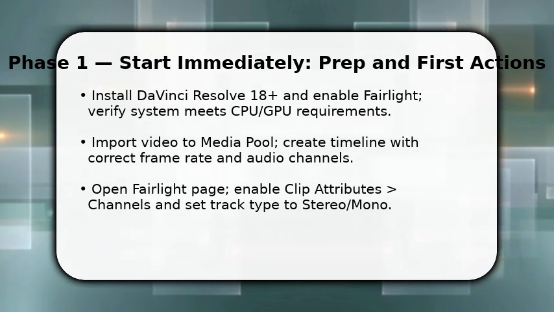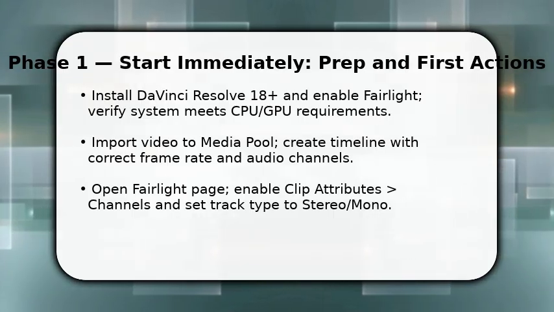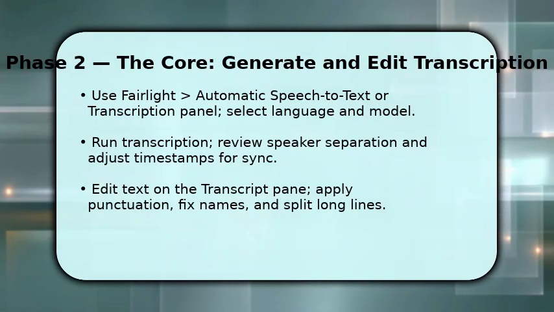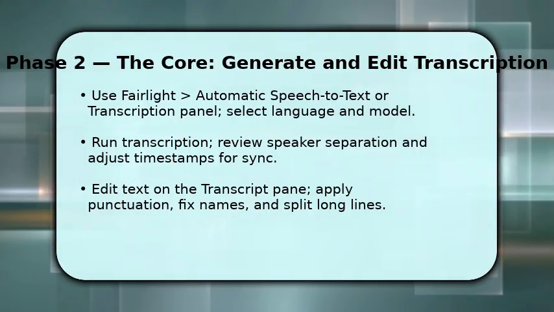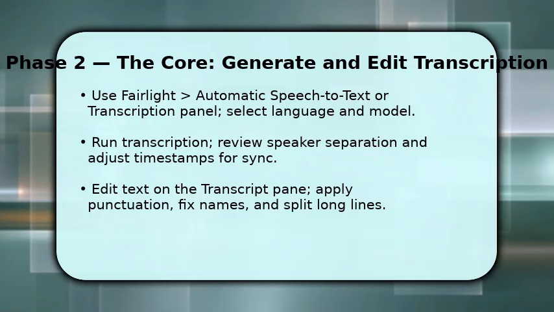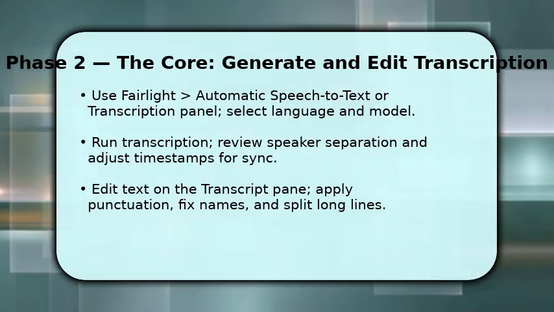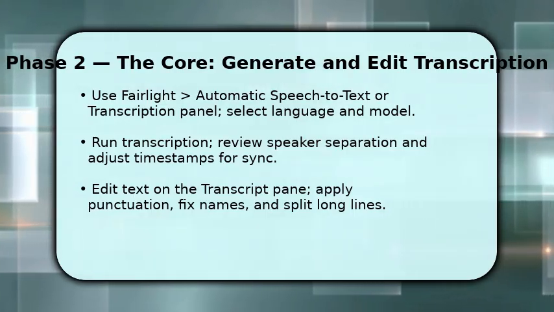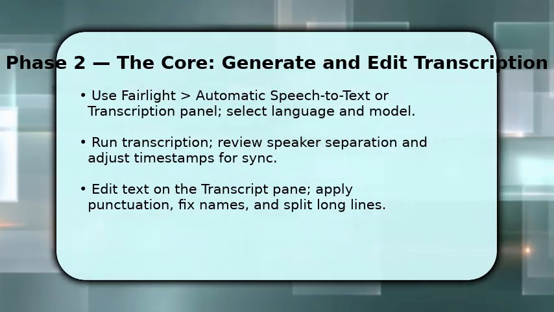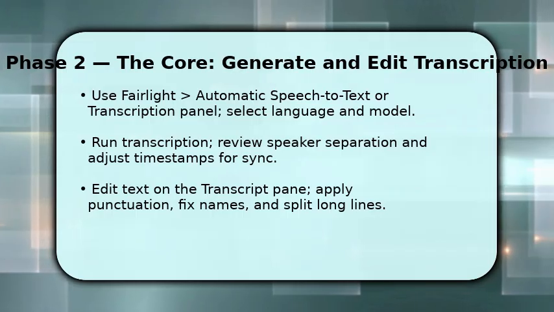Once done with prep, open Fairlight's automatic speech-to-text or the transcription panel and choose the correct language model. This affects accuracy. Start the transcription process and watch the progress. After it finishes, review speaker separation and timestamps to ensure captions align. Make edits in the transcript pane. Fix punctuation, correct names, and split overly long lines for readability.